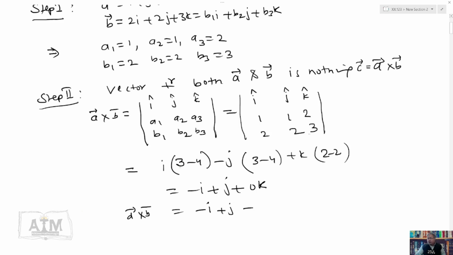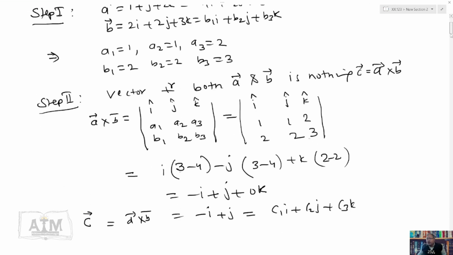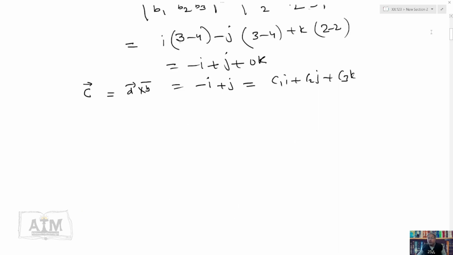Now comparing this with c1i plus c2j plus c3k, that is a vector perpendicular to both vector A and vector B, nothing but vector C given by A cross B, and we got A cross B equals minus i plus j. Now we need to find the magnitude of vector C, because they said to find the unit vector perpendicular to both. So, to find now the magnitude of vector C.